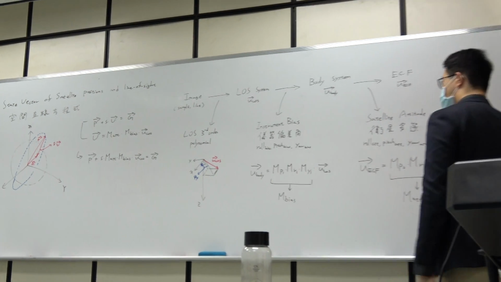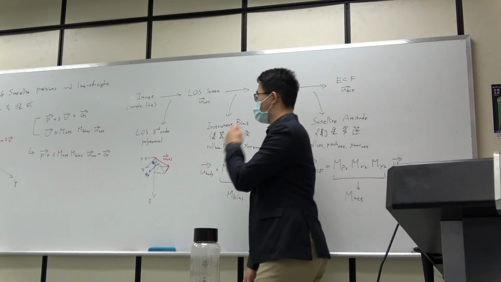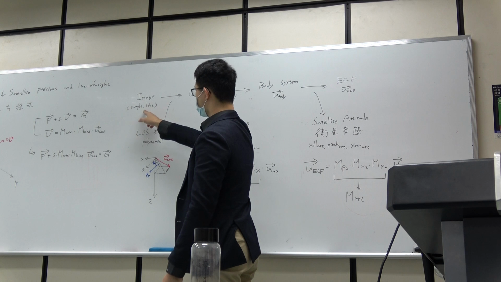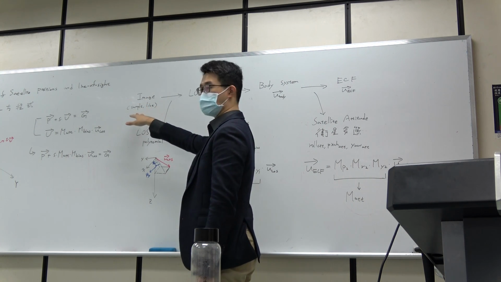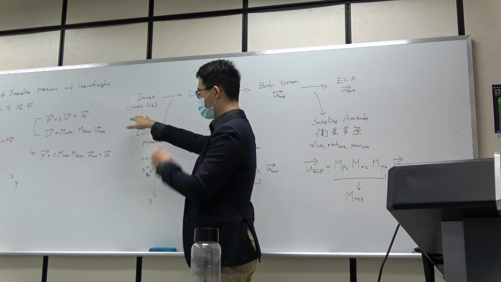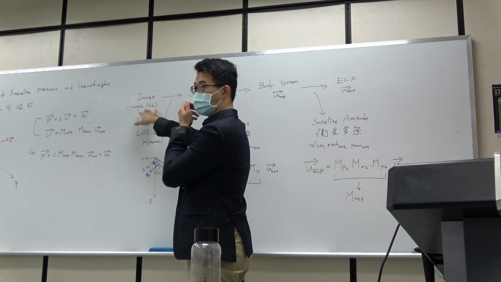Our satellite image. First of all, you start from the image. So what do you have on the image? You have the sample and line.